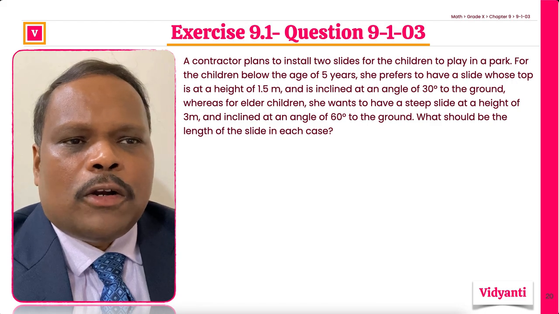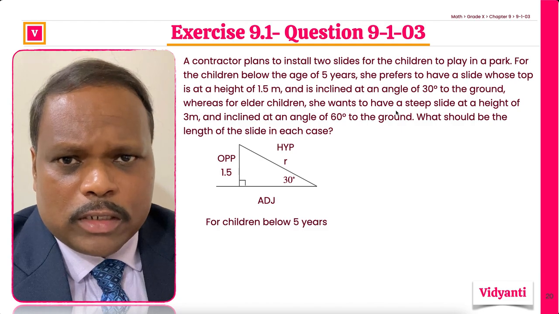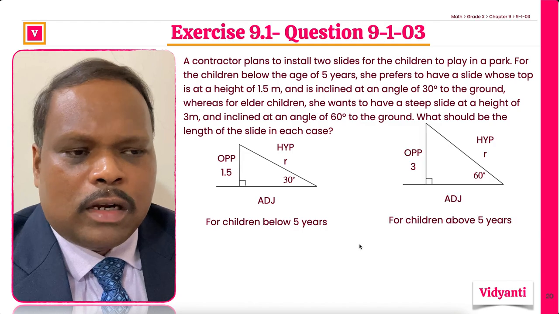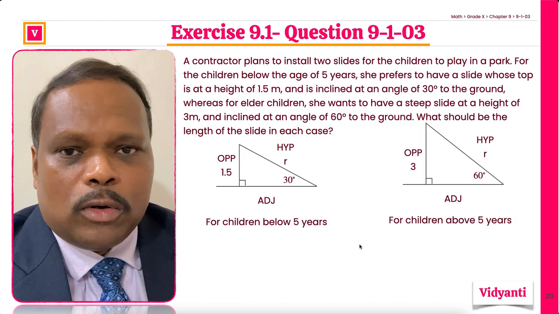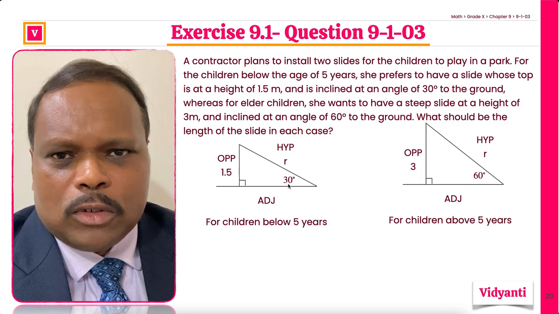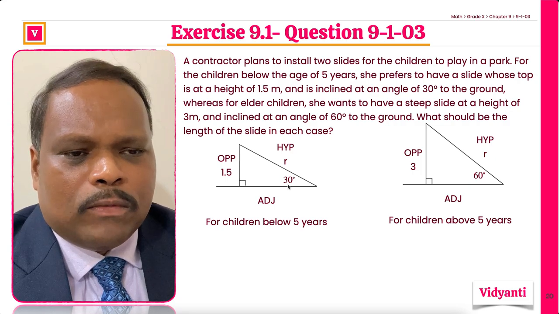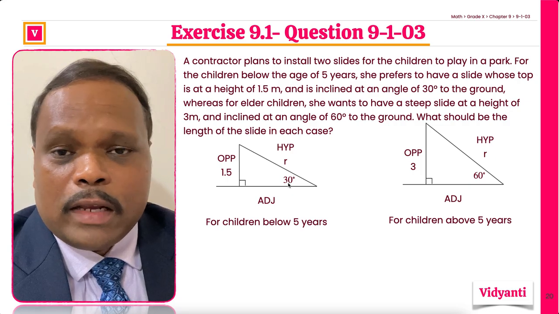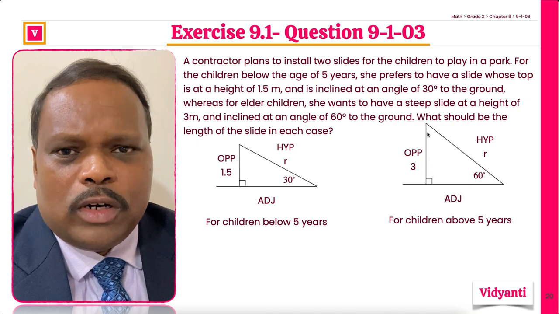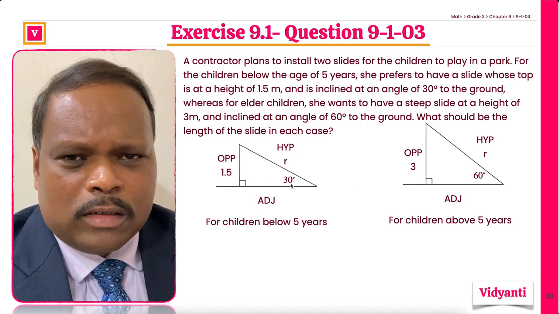A contractor plans to install 2 slides. You can go through the description. One slide is for the smaller kids below 5 years, and another one is for little bit grown up kids, that is above 5 years. For smaller kids, you want to keep things simple and nice and smooth, within controlled limits. So he keeps the angle as 30 degrees. Grown up kids are more willing to take risk. They can climb more distance, so he increases the angle because they probably will not play with the smaller slide.